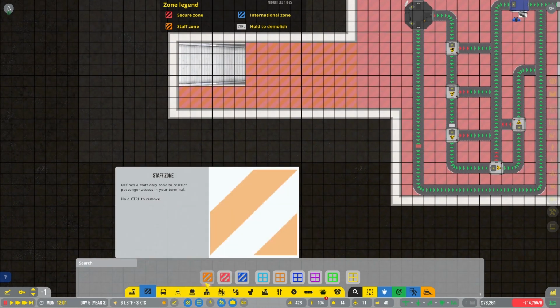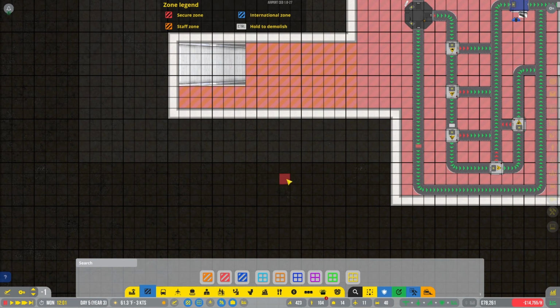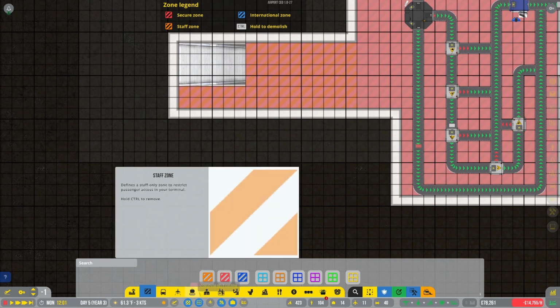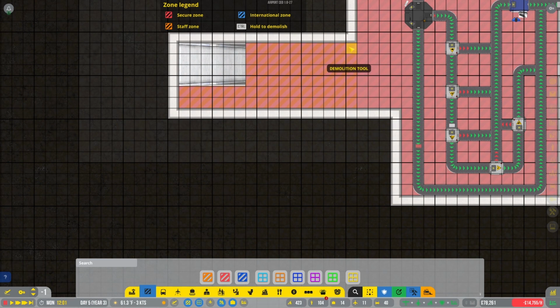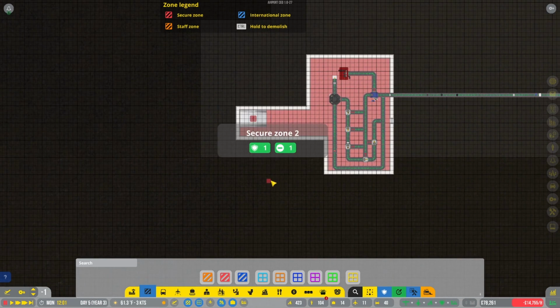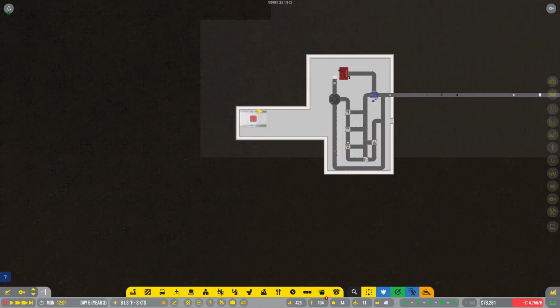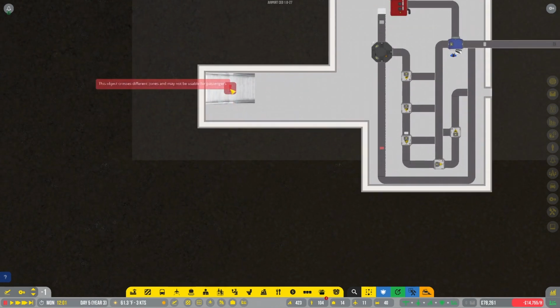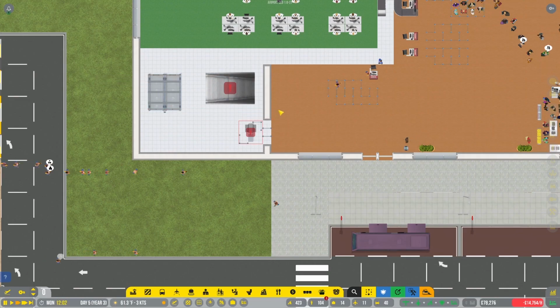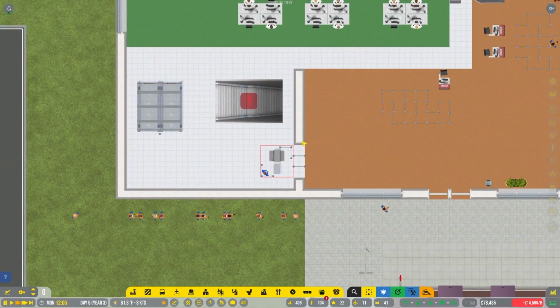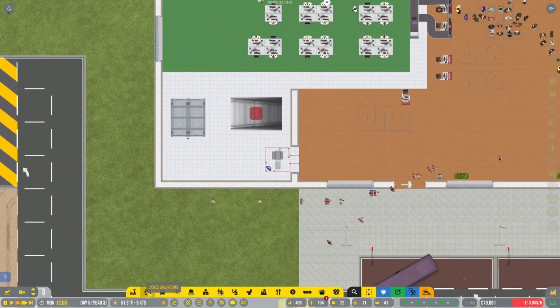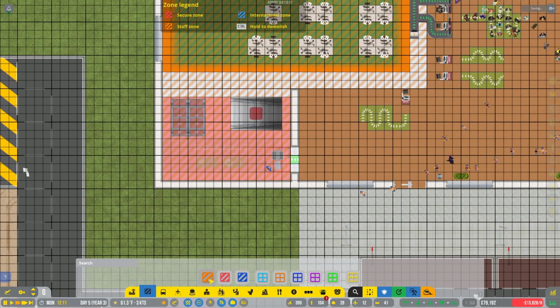That's good. Yes, the orange hashing is the fact that's a staff-only area. In fact, do I need that? Can I take that off? Yes, so that is all Secure Zone 2 now. Oh, now what's it complaining about? Oh. May not be usable for passengers. I don't want passengers to use it. That's the whole point. It's in a staff area. Is it in a staff area? It is.